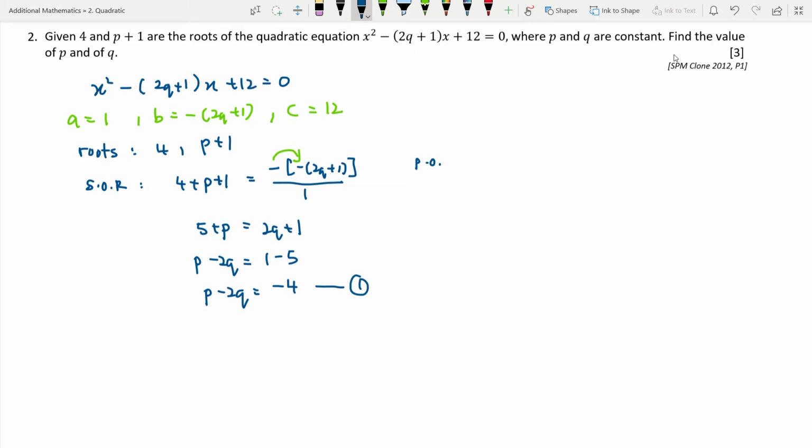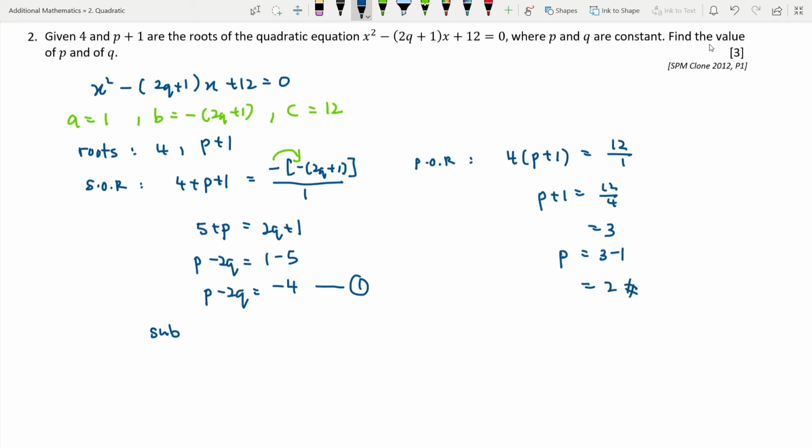For product of roots, 4 multiplied with p plus 1 is equal to c over a. We divide both sides by 4, we get p plus 1 is equal to 12 over 4, which is 3. Therefore, p is equal to 3 minus 1, which is 2.